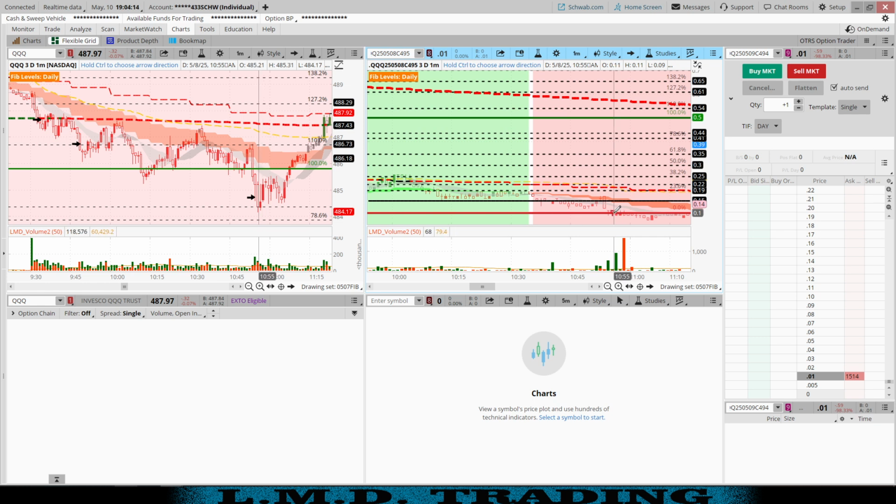1054, and I paid 11 cents for this contract. If you're not familiar with how option contracts work, I said I paid 26 cents, I paid 19 cents, and now I paid 11 cents. You take that 11 and multiply it by 100, because an option contract is 100 shares. So I paid $11 for this contract, $19 for the previous contract, and $26 for the first contract.